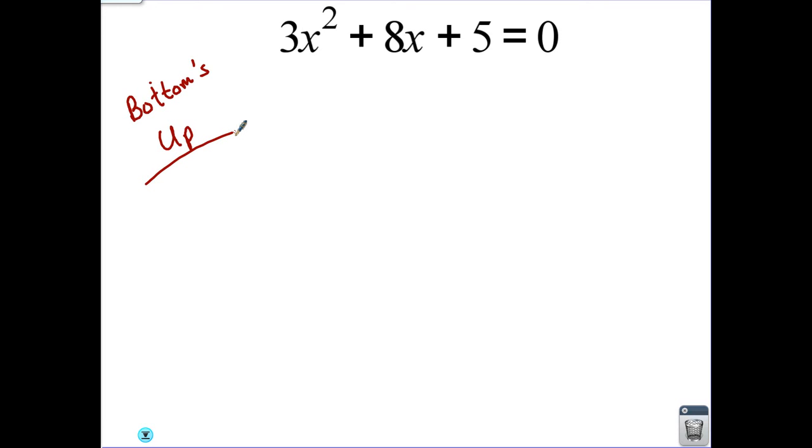Here's when you use bottoms-up factoring. If there is a number out front in front of x squared besides 1. There were 1s before. That's what we've been doing. If there's a number that's not a 1 out front, here's how you factor these things. First step, you take that number and you move it to the end. Take the 3, move it over to the 5, and multiply it.